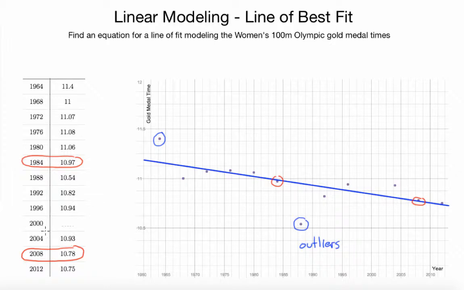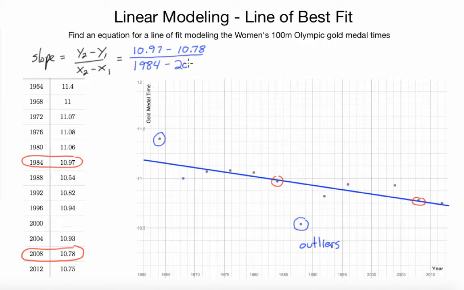There's my 2 x values, 2 y values. Let's find the slope of the line. So the slope, if you remember, we find, well, what's the change in my y values, and we divide that by what's the change in my x values. So with our 2 points that we picked, we're going to subtract 10.97 minus the y value, 10.78. And we're going to divide that by years. So 1984, how much did my years change?